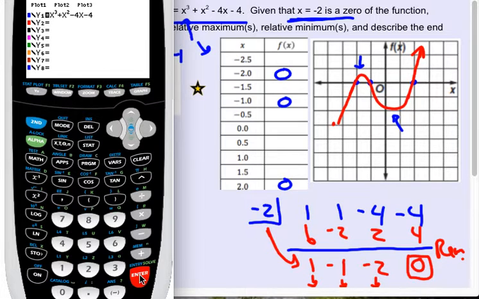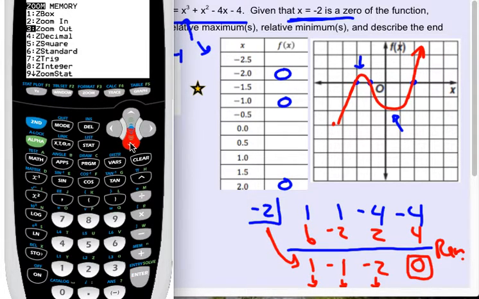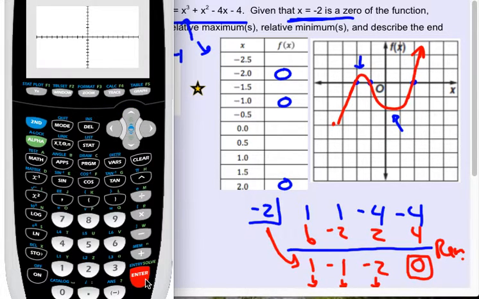But I'm going to go to zoom, and then go down to zoom standard. This will give you a nice 10 by 10 screen. Let's get back up here. You could just hit 6, but I'm going to hit enter. And there it is, 10 by 10, and the graph should be coming in. You can see it goes through our zeros. It goes down a little bit farther for our relative minimum, and our relative maximum is about right.